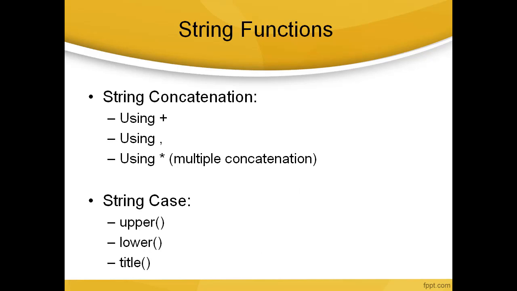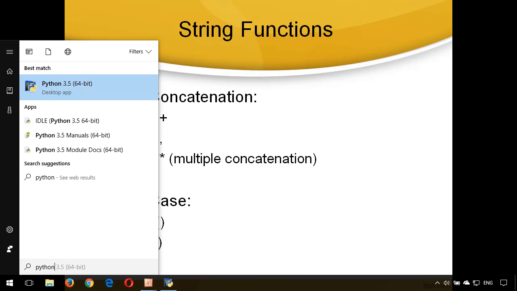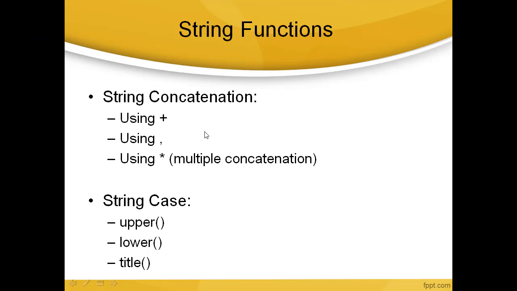String functions. In the application, strings are widely used and it has a bunch of functions. Let's see a few of them. To explore string functions, open interpreter, press Windows button, type Python, click on Python 3.5 desktop app. Now let's see the concatenation using plus, comma and star, which is called multiple concatenation, which you have already seen.